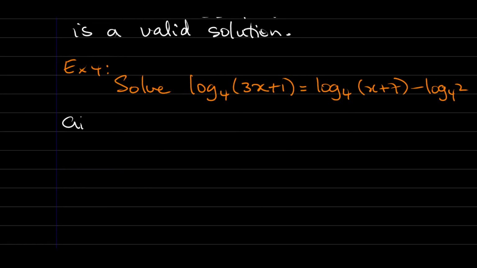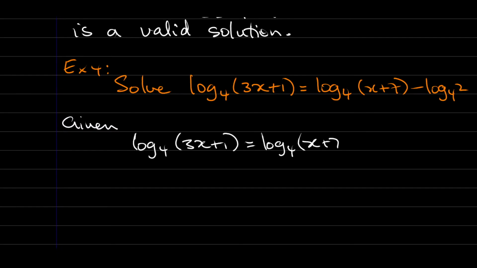Okay, so given that log to the base of 4 of (3x plus 1) is equal to log to the base of 4 of (x plus 7) minus log to the base of 4 of 2, we'll call this equation number 1. And we want to find the valid solution region. So we have 1, 2, 3, and the last one is not an expression, so that's valid already.